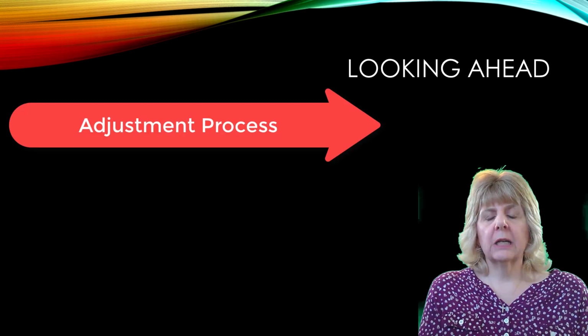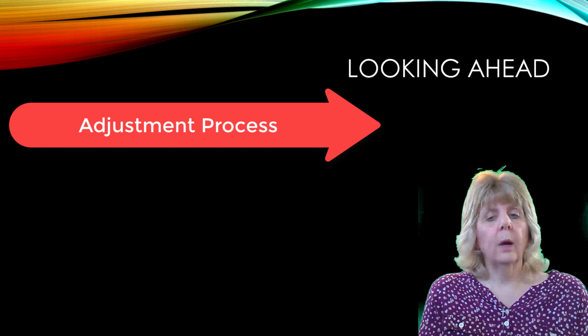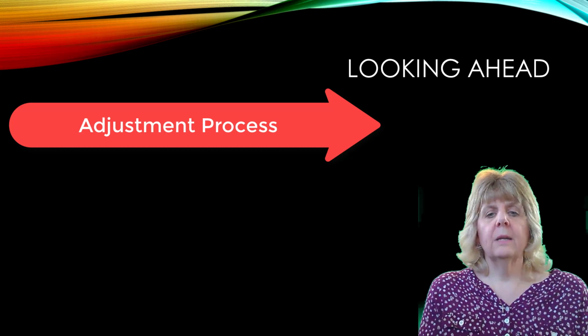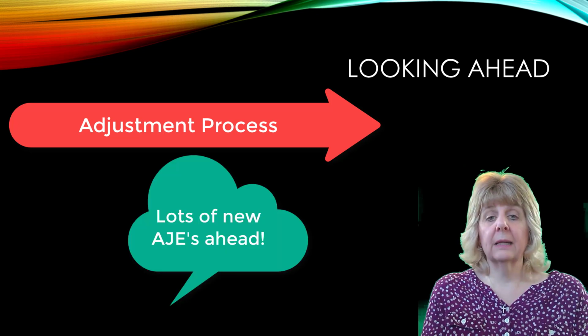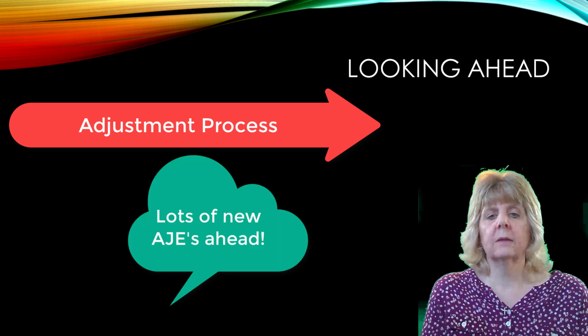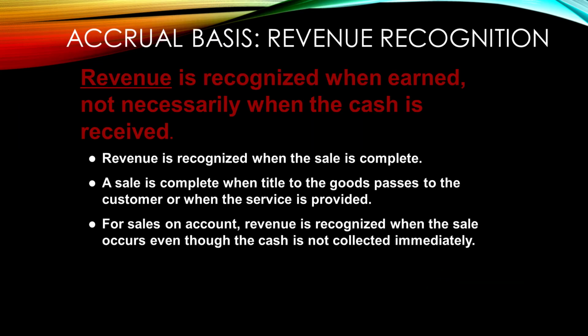Looking forward, this chapter is about the adjustment process. Yes, we've talked about it once before, way back in chapter 5, but in this chapter, the author is going to hurl probably 10 plus new adjustments towards us. So let's get started. In chapter 5, we learned how to make adjustments so that all revenues and expenses that apply to a fiscal period appeared on the income statement for that period.